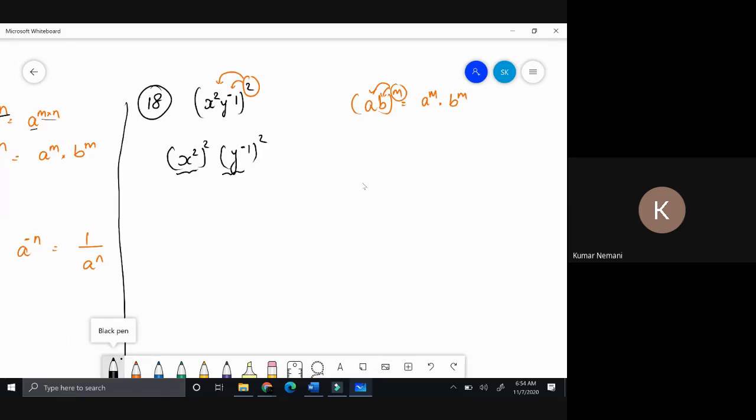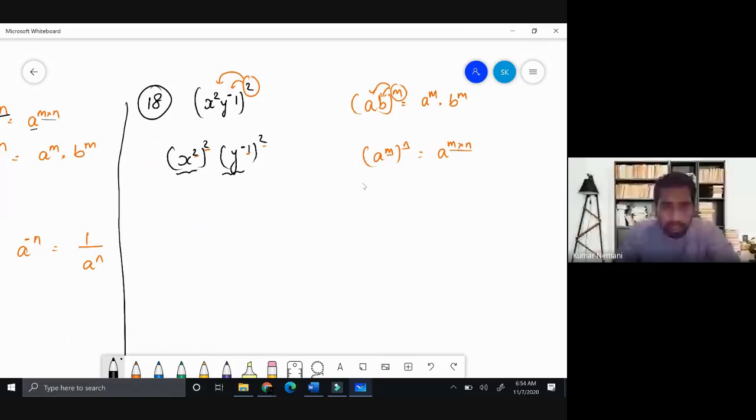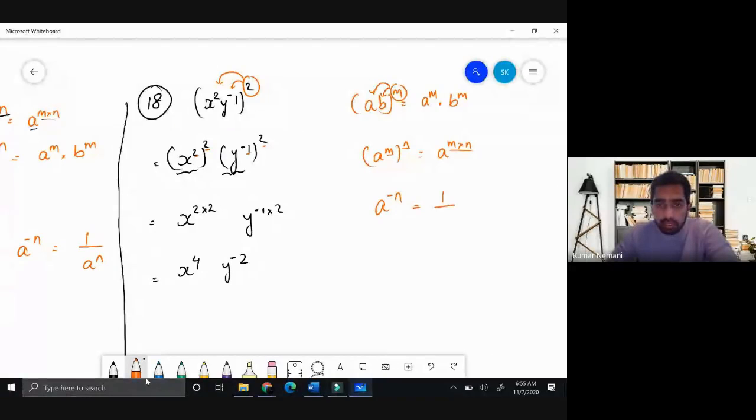Now you know that a power m whole power n is equal to a power m times n. If you have a power raised to another power, all you have to do is multiply those two powers, so we multiply 2 times 2, and negative 1 times 2. I'm going to get x power 2 multiplied by 2, and the same thing with y power negative 1 multiplied by 2. So x power 2 multiplied by 2 is nothing but x power 4. Y power negative 1 multiplied by 2 is y power negative 2. But you also know another formula, a power negative n is equal to 1 by a power n.